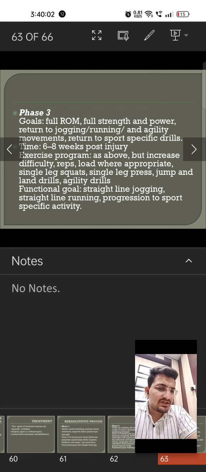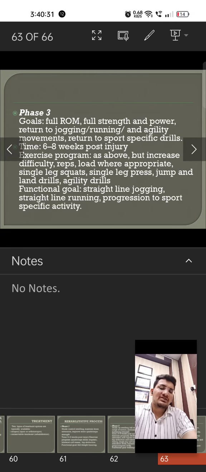एक्सरसाइज प्रोग्राम सेम चलेगा फेज 2 का, बट इसमें हम क्या करेंगे, वी विल इंक्रीज स्लाइटली डिफिकल्टीज. हम रेप्स बढ़ा सकते हैं, हम वेट बढ़ा सकते हैं. ओके, हम उसके एंड्योरेंस पे काम करेंगे, स्ट्रेंथ पे काम करेंगे. ओके, एजिलिटी ड्रिल्स पे काम करेंगे. ठीक है, अब जो हम स्क्वाट्स कराए थे, स्क्वाट्स को और डीप कर सकते हैं. ठीक है, सिंगल लेग प्रेसेस कराएंगे, जंप कराएंगे, सिंगल लेग स्क्वाट्स करा सकते हैं.